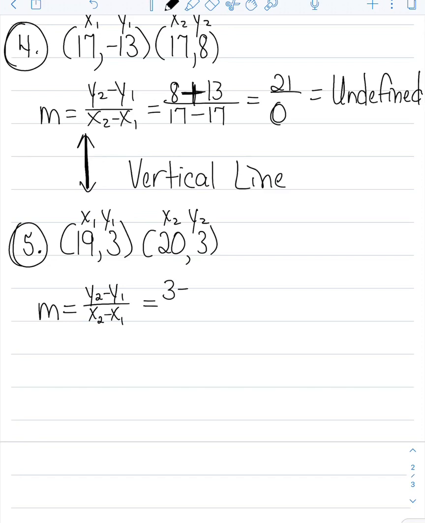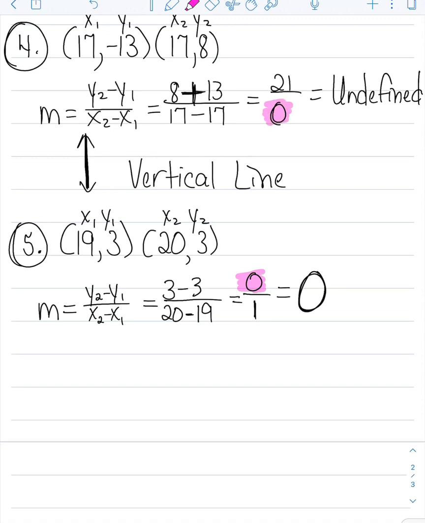Second y, which is 3, minus the first y, which is 3, over the second x, which is 20, minus the first x, which is 19. So 3 minus 3 is 0, over 20 minus 19 is 1. 0 divided by 1 is 0. So the slope of this line is 0. Notice the 0 is on the top. So if it's on the top, your slope is 0.